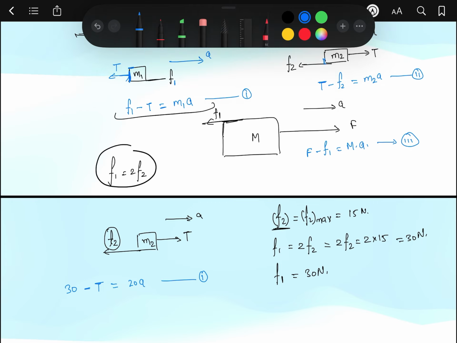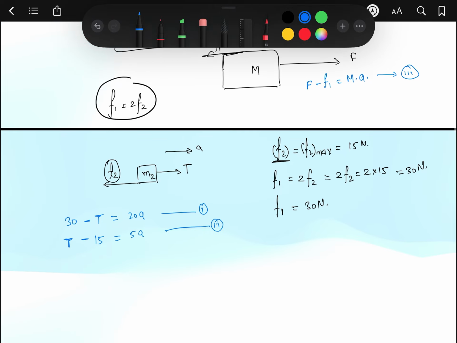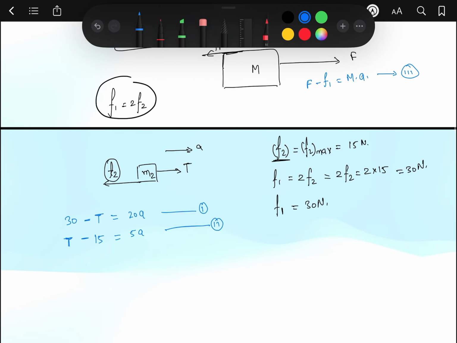Similarly if I write the equation number 2 again, then tension minus the value of F2, which is F2 max, that is equal to 15 Newton, that will be equal to M2 into A. M2 is what? 5 into acceleration A. So this is our equation number 2. Okay, and similarly if I write the third equation again, then capital F minus this F1, which is 30 Newton, is equal to capital M, which is 50, into acceleration A. Okay, so this is our equation number 3.